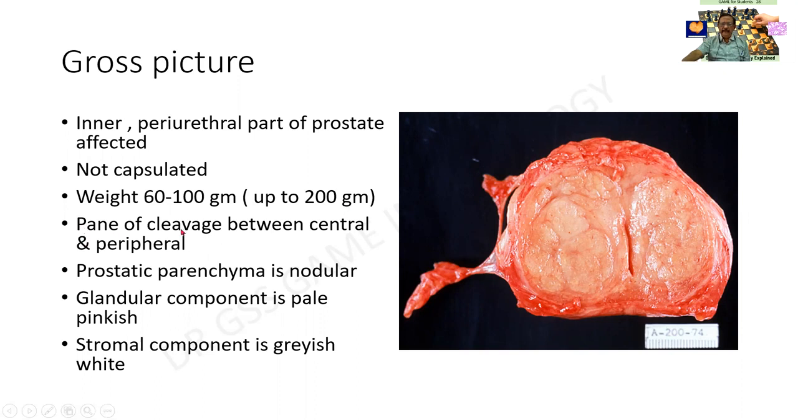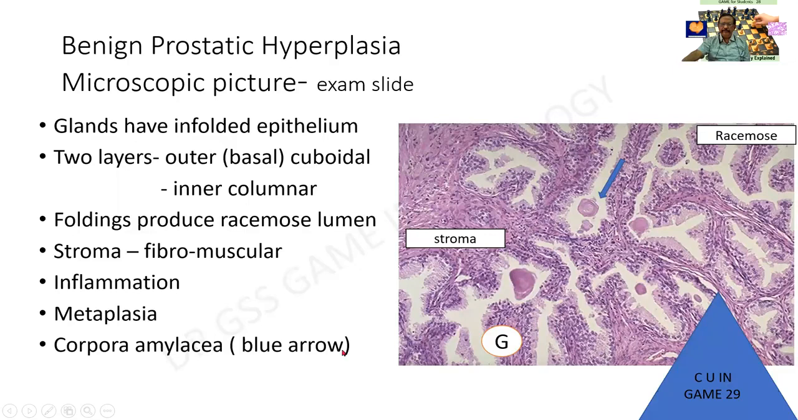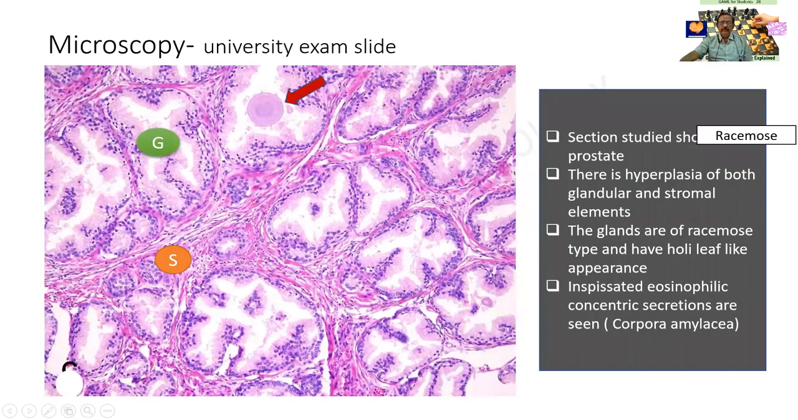There is a plane of cleavage between the central and the peripheral zones. Prostatic parenchyma is nodular and the glandular component is pale pink. So it is pale pink over here, whereas the stromal component will be grayish. So this is a university exam slide for you people. As I told you, the theory part of it we shall be seeing elsewhere.